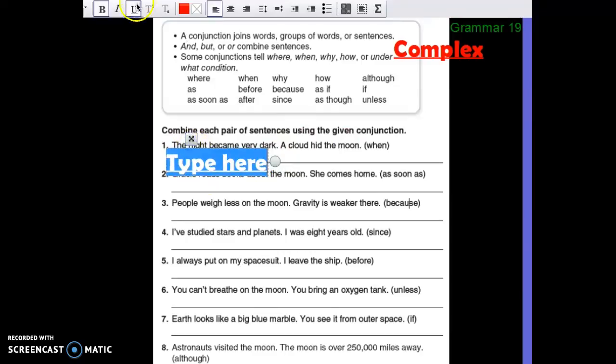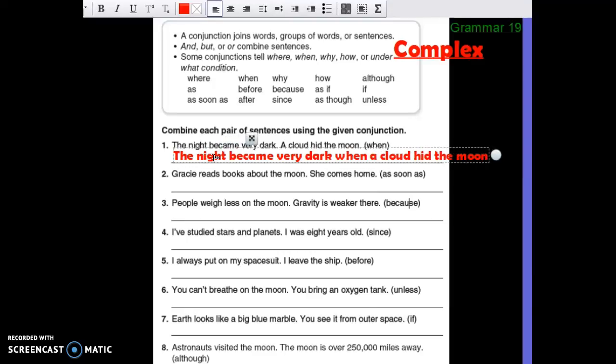So on the line, let me adjust my font here a little bit. Rewrite the whole sentence, finding the best place to put that conjunction when. So, the night became very dark when a cloud hid the moon. That makes sense, so I'm going to type that in. The night became very dark when a cloud hid the moon.